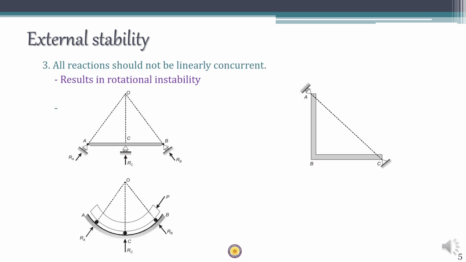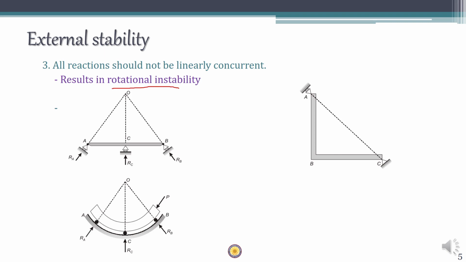The next condition is that all the reactions should not be concurrent, which means that all the reaction forces should not meet at a single point. So in this case, if you see RA, RB and RC, all the reactions are meeting at a single point O, which means that when a force is applied on this beam, the beam will rotate about the point O. So this causes a rotational instability.